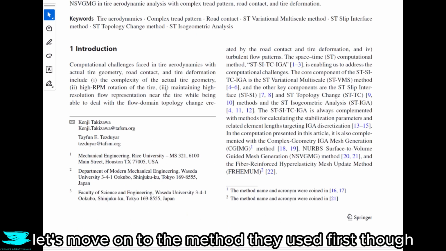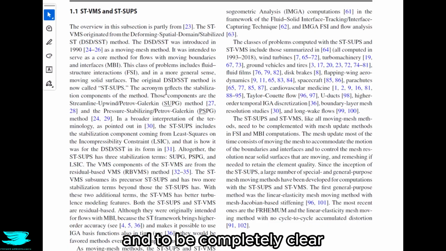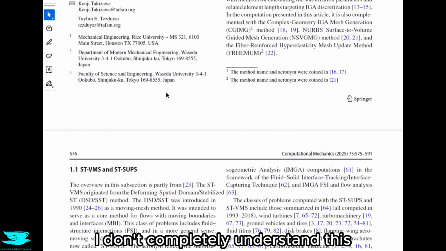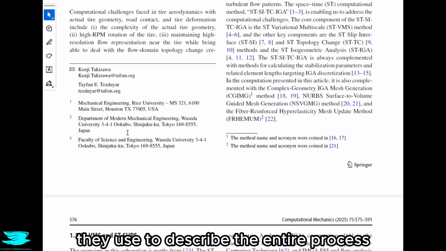Let's move on to the method they used first though. The authors say that this is the first of its kind, and to be completely clear, I don't completely understand this. For example, there are a bunch of different acronyms they use to describe the entire process.